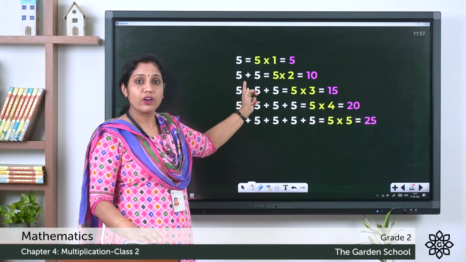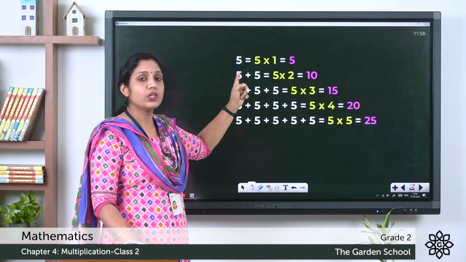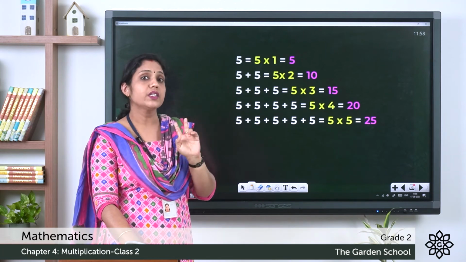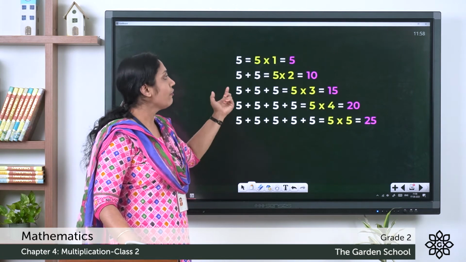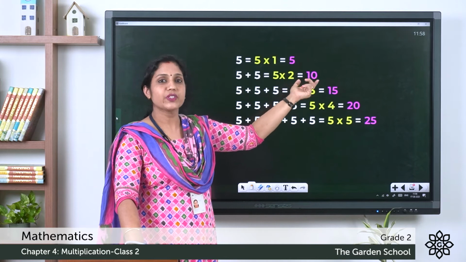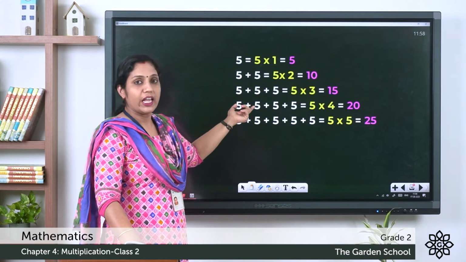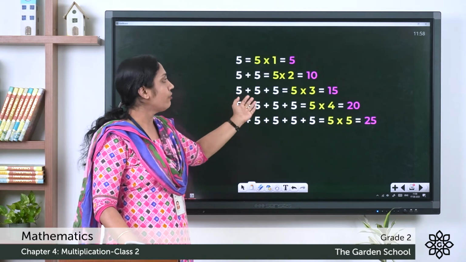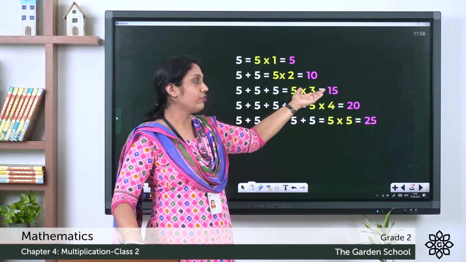Next, we have 5 plus 5 is equal to 5 into 2. The number 5 is being repeated 2 times. So, it's written as 5 into 2 is equal to 10. Third, we have 5 plus 5 plus 5 is equal to 5 into 3 is equal to 15.